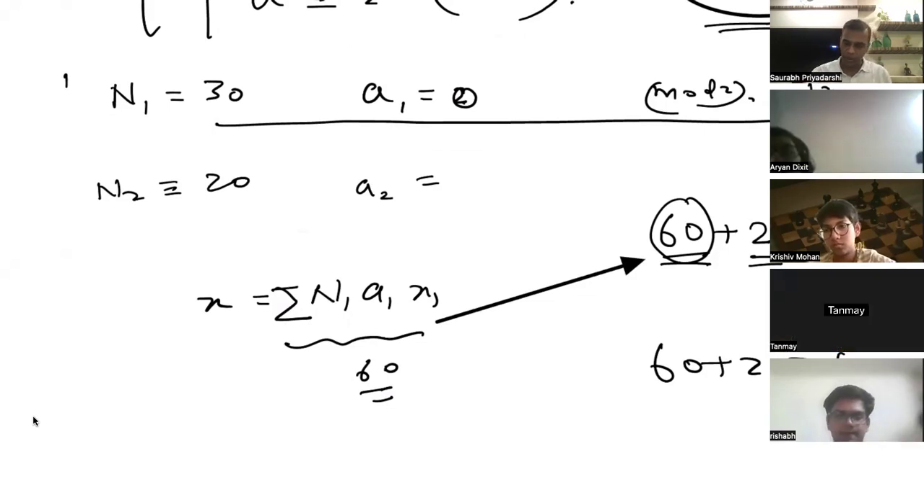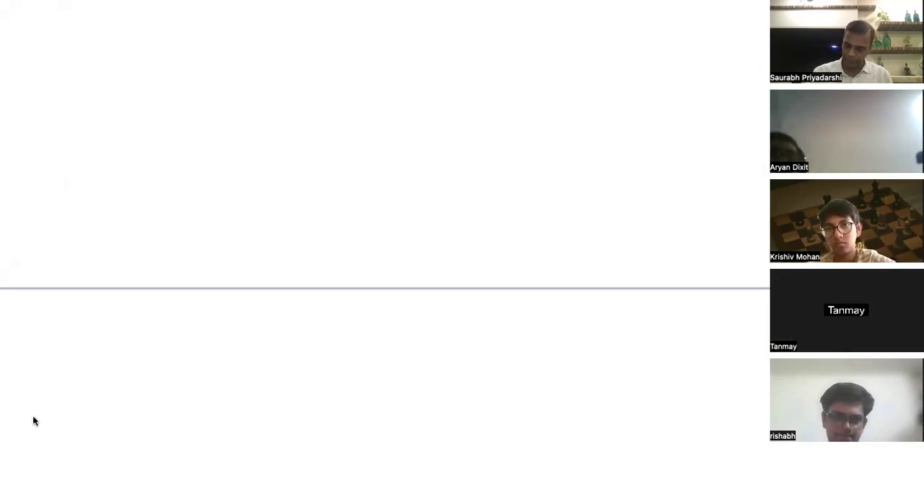Sir, we can also ignore 2 mod 4 and 2 mod 6, because 2 mod 4 is basically 2 mod 2 and 2 mod 6 is basically 2 mod 3 only. We have already taken those numbers.